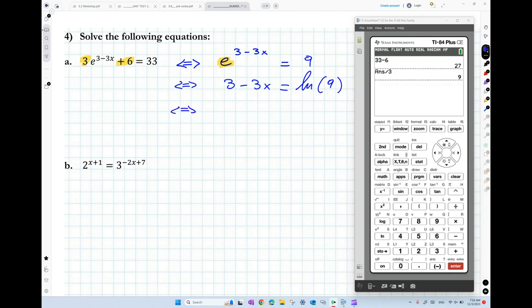And finally, to fully isolate x, I'm going to first cross over that addition. It is going to become a subtraction and divide the whole thing by -3. I'm happy with you leaving that like this.